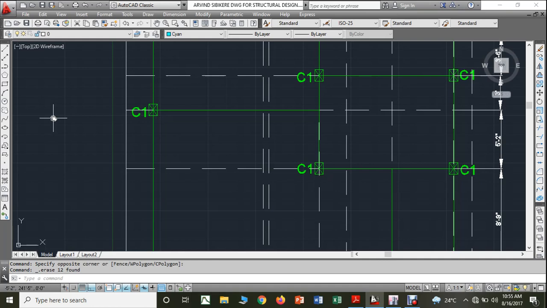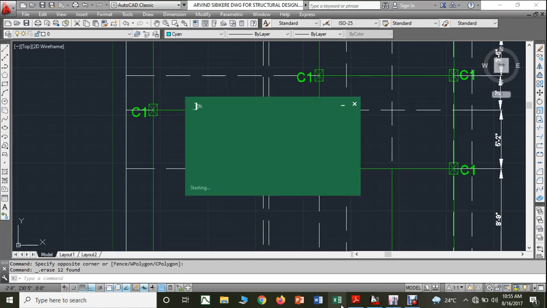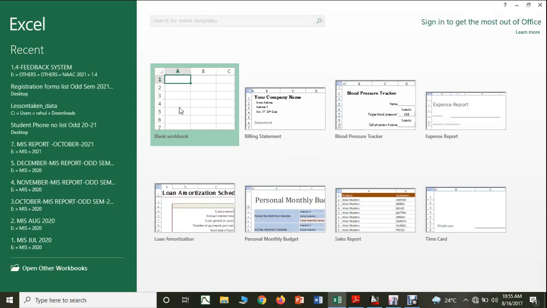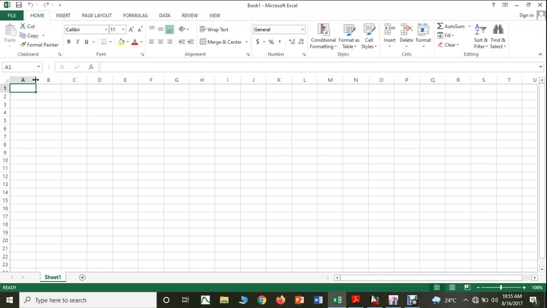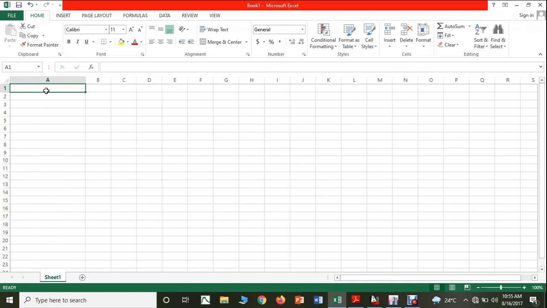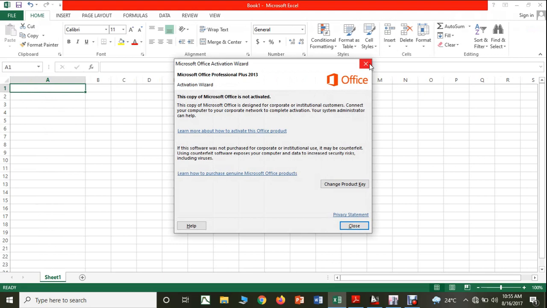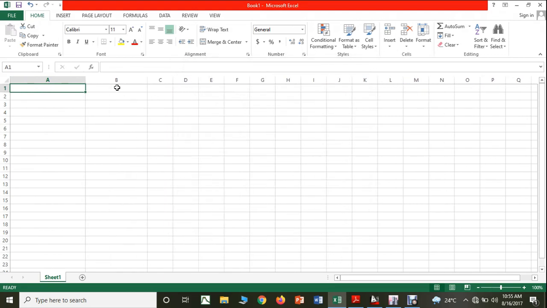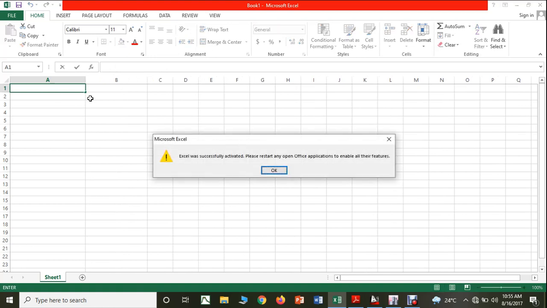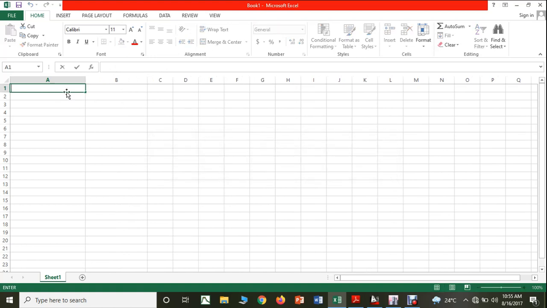For that, we will just open an Excel sheet. Now I'll give some numbers here. Randomly, I'll consider each and every beam and write the corresponding L by D ratio. Here I'll write the beam length. I need it in meters only, so let us write the beam length in meters.